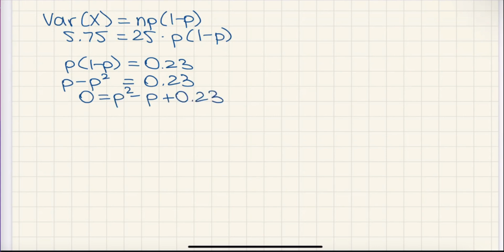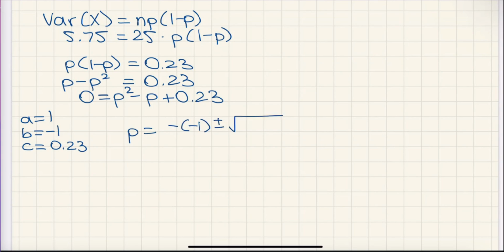So then I'm going to use the quadratic formula, where a, our coefficient of p squared, is 1, our b, which is our coefficient of p, is -1, and c, our constant, is 0.23. So p is equal to negative b plus or minus the square root of b squared minus 4ac all over 2a.